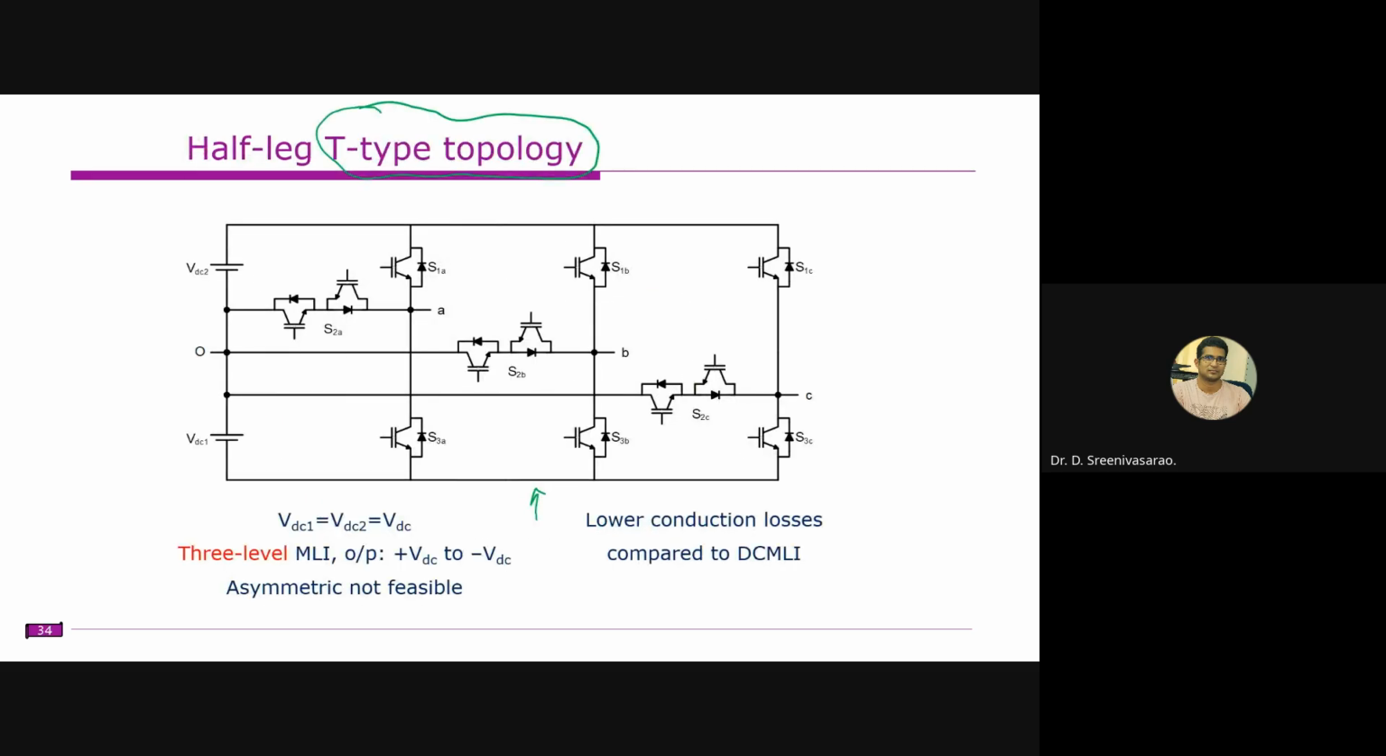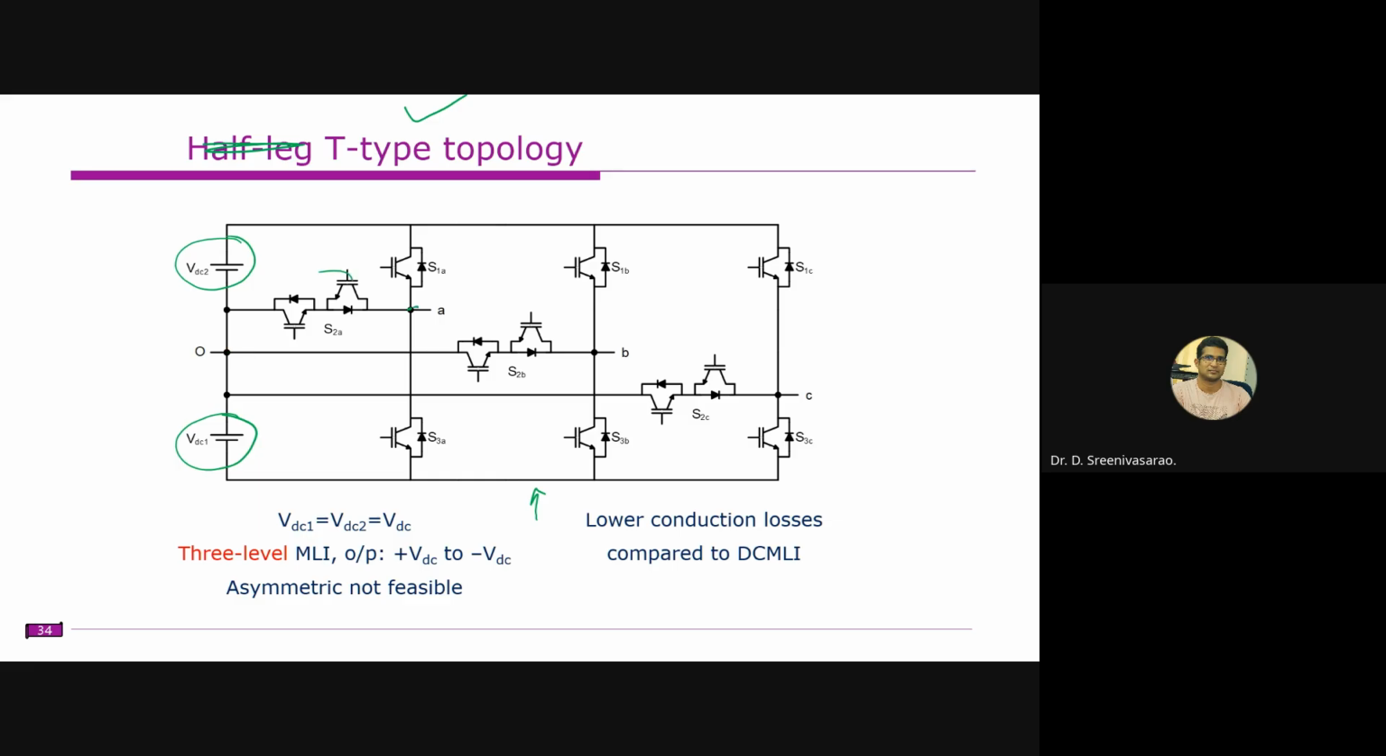Alright. Another one, as we discussed, is known as the T-type or half-leg T-type topology. Nowadays mostly we call these T-type topologies in general. The circuit is like this. Again, we have two DC sources, right? And between these two.